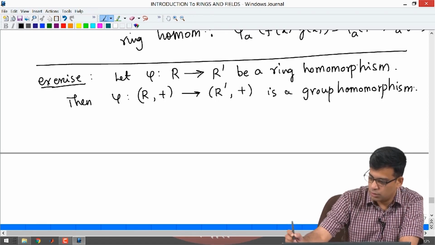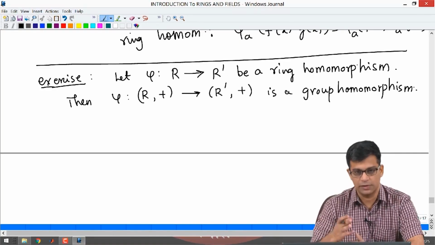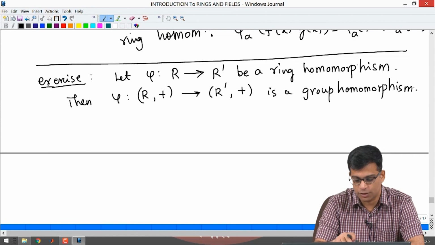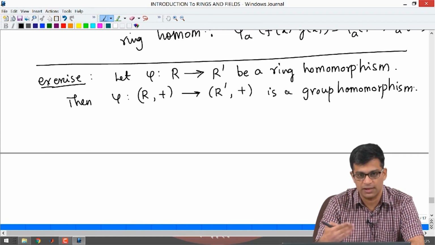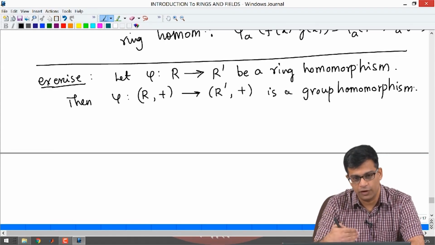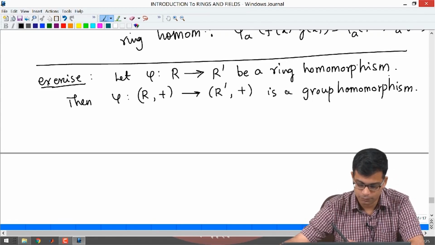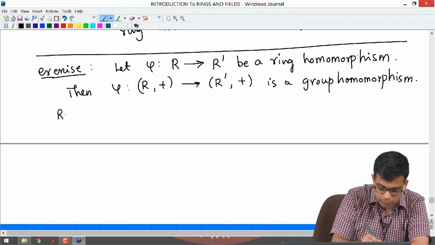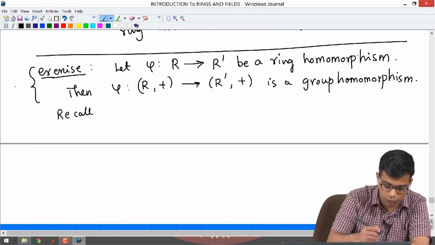So, if you go back to the previous video and look at the relevant parts, you will see a proof of this. By definition, phi of A plus B is phi of A plus phi of B, and the other properties will ensure that 0 goes to 0, and phi of minus A is minus phi of A. This is not difficult to check, so it is a group homomorphism. This is an exercise for you to do.